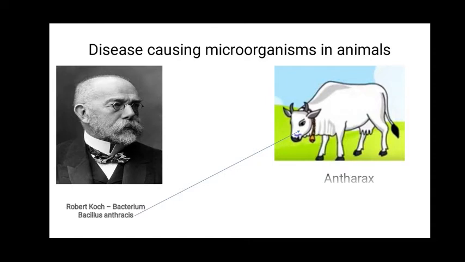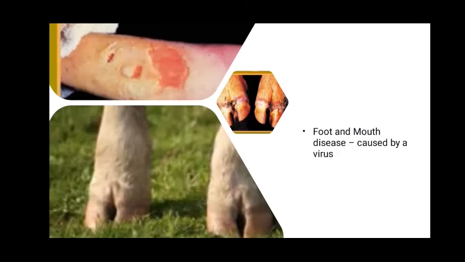So other than this disease, there is another most common disease in animals. It is foot and mouth disease, which is caused by a virus. As you can see in the picture, the cattle will have blisters on the tongue, the mouth region, or in the foot region. So this is another deadly disease which is caused in animals.